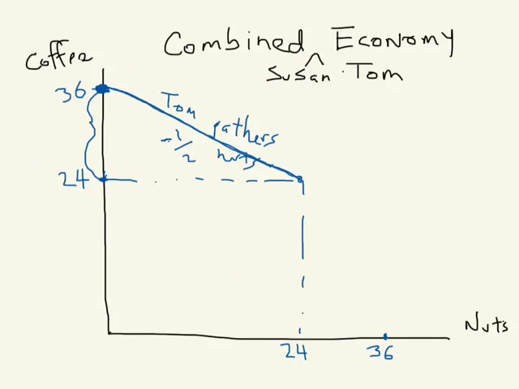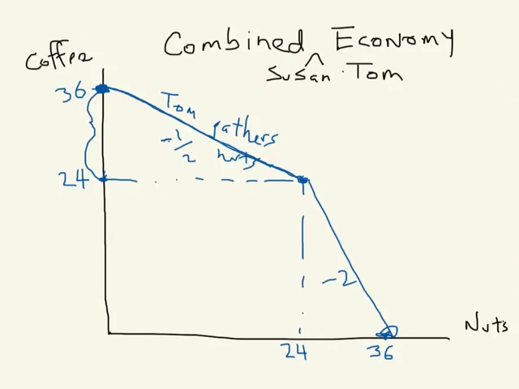And now once we've reached this funny kink on that diagram, if we want to get any more nuts, well, now we've got to send Susan. We don't have any other factors. So now it's just Susan going. That segment's got a slope of -2, and we see this funny kink. There's always going to be however many people in the economy, less 1. That's how many kinks such a production possibility frontier is going to have.